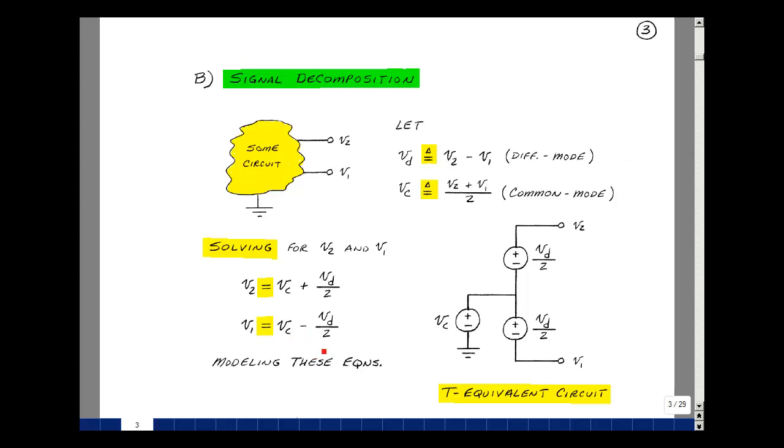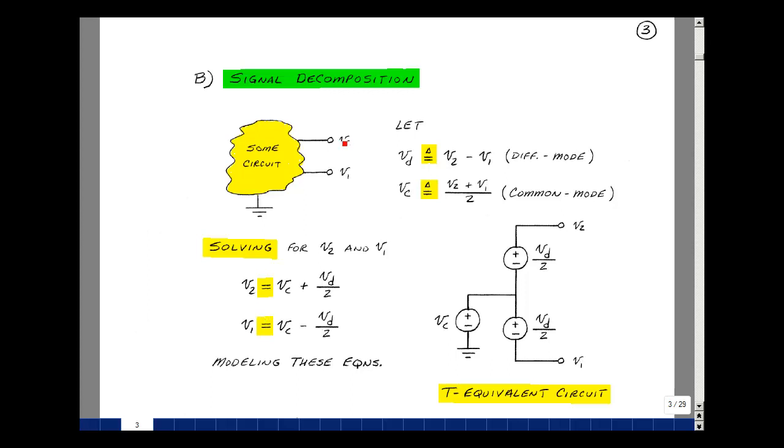Now, I didn't show the algebra here, but let's do a quick check on it. If I were to take V2 minus V1, this minus this would cancel, and I would get this minus a minus this, so I'd get this twice. I get V sub d. That checks that I did the algebra correctly. Let's try this one here. If I were to add these two together, these two would cancel, and I would get twice V sub c divided by 2, and that's equal to V sub c. Even though I didn't show the algebra, it appears as if I did it correctly.